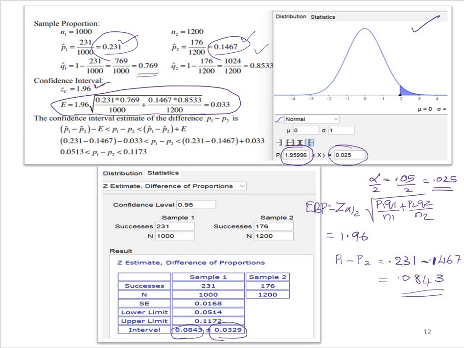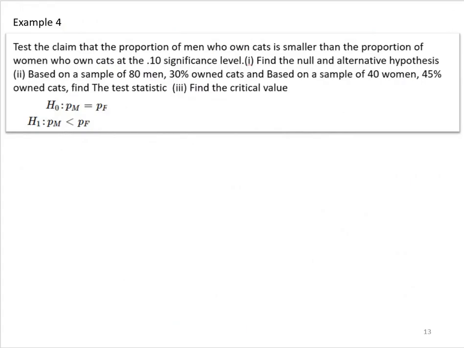So we have got the error here. Error is equal to 0.033, and then you can add that, plus or minus 0.033. That will give you the confidence interval. Okay, so that is the manual calculation, but that includes a lot of calculations, and you can use GeoGebra to find the value directly.